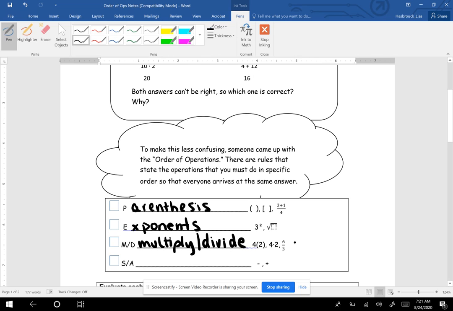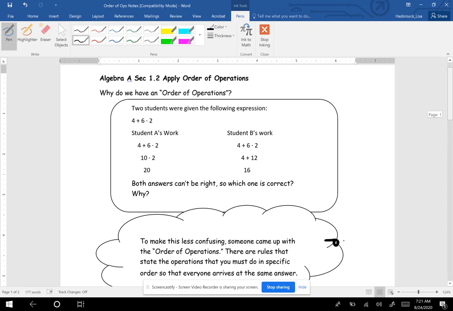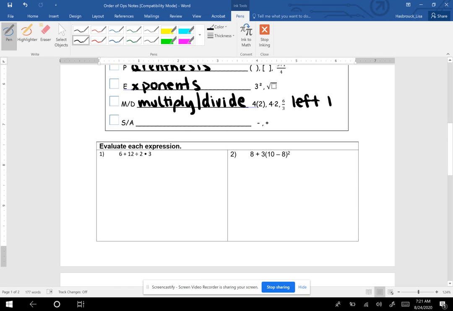The reason these are next to each other is because we go from left to right. So whichever one we see first is the one we're going to do. And the last one we have is add and subtract. Those are also next to each other because they are from left to right.